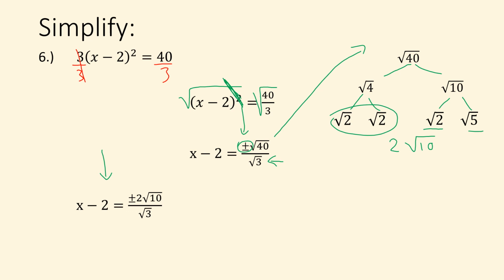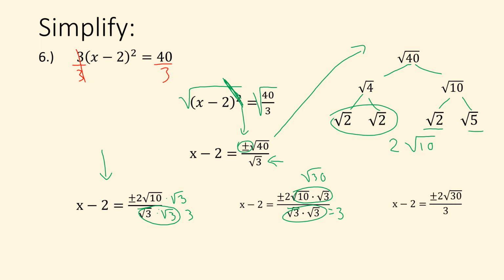All right, so now let's get rid of this 3 on the bottom. So times radical 3 over radical 3. Okay, this is going to turn into a 3, actually it's over here. So we have a 3 here, and this is going to turn into a radical 30. So now we have x minus 2 equals plus minus 2 radical 30 over 3. Just to note, you can't divide these. One's inside a radical, one is not.